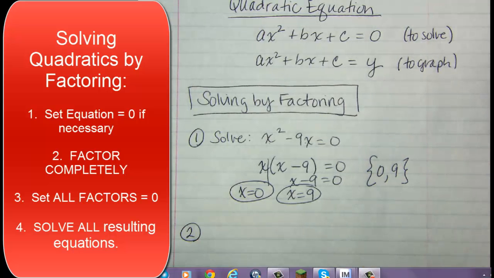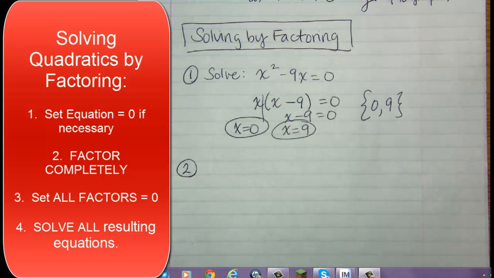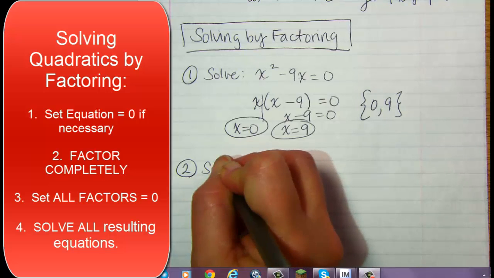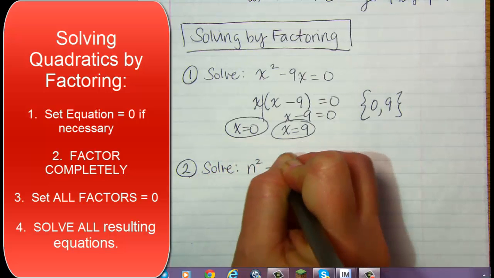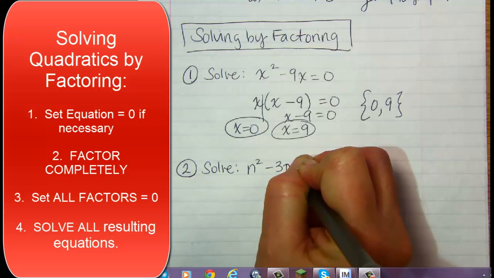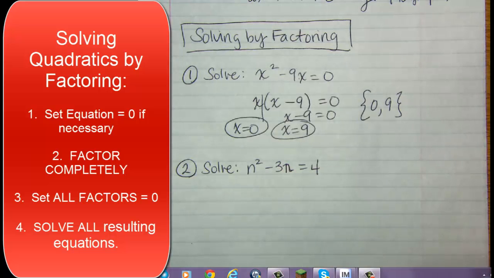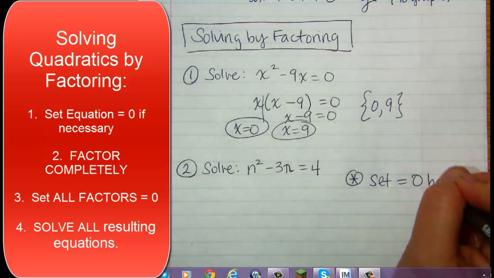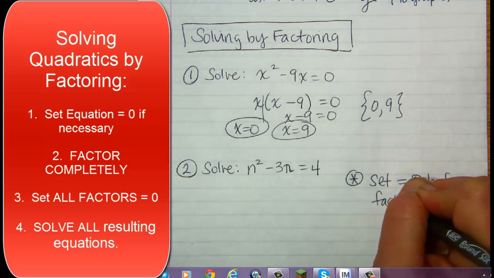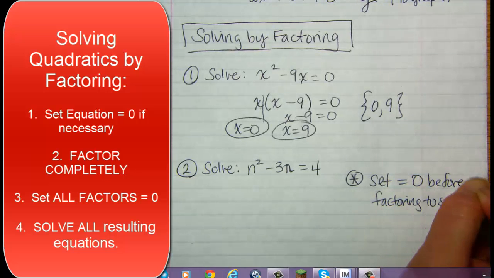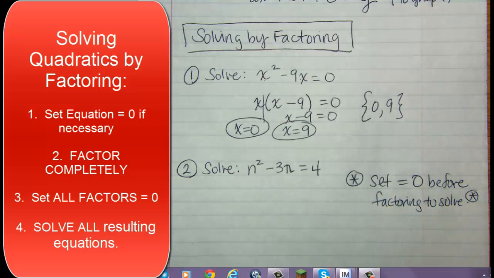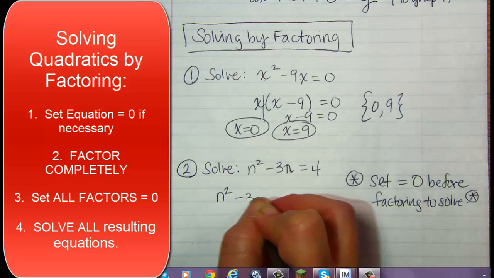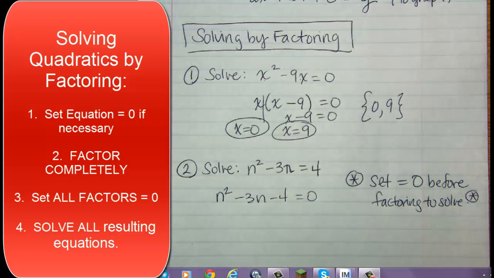Another example, we could solve n squared minus 3n equals 4. And I give you this one because I want to remind you that you have to set equal to 0 before factoring to solve. So in order to set this equal to 0, I subtract 4. So I'm going to actually solve n squared minus 3n minus 4 equals 0.